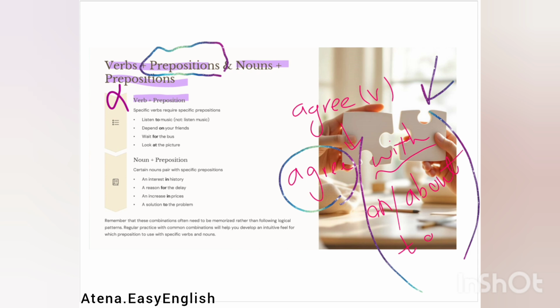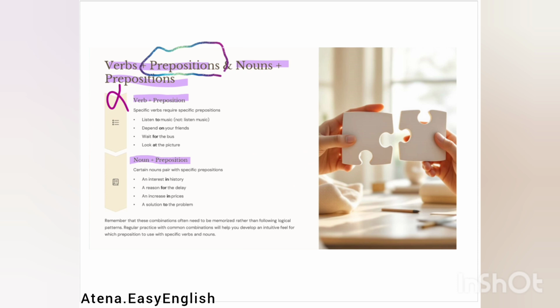So look at the next part, noun plus preposition. Certain nouns pair with a specific preposition. Like the previous part, here we have some specific nouns with specific prepositions. Look at the examples. An interest in history. A reason for the delay. An increase in prices. A solution to the problem. So look, we have in, for, to, different prepositions after different nouns.